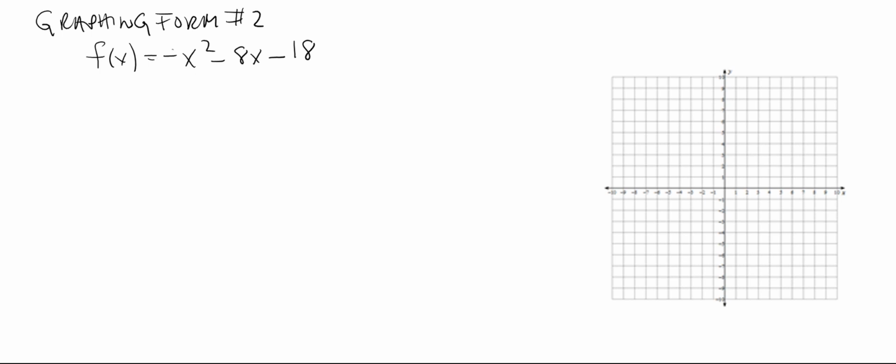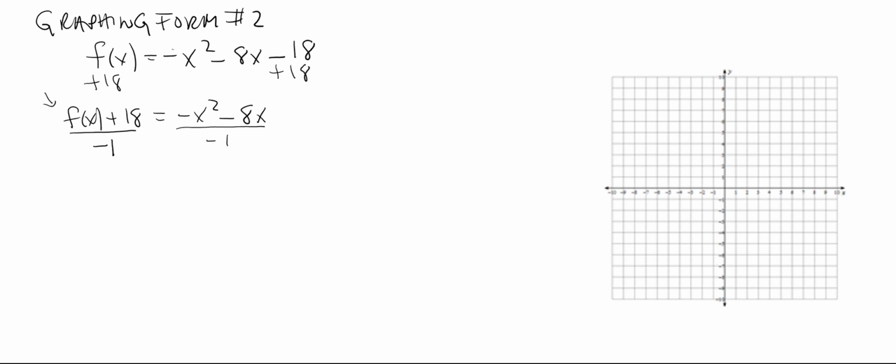So to do that first, I'm going to add 18 over here and then add it here. And so then we get f of x plus 18 equals negative x squared minus 8x. So remember, this x squared has to be positive, so I'm going to divide this side by negative 1, and then I'm going to divide this side by negative 1.